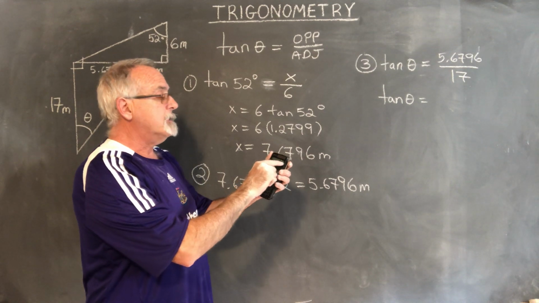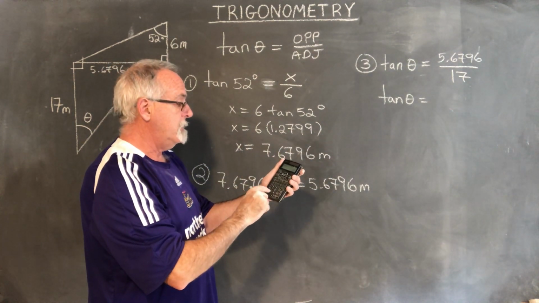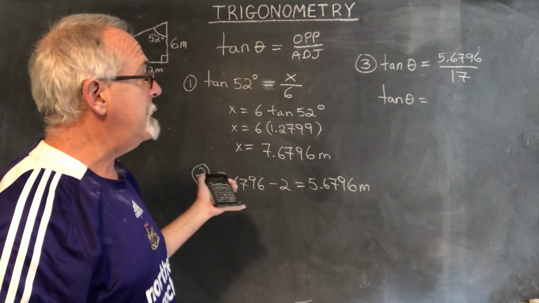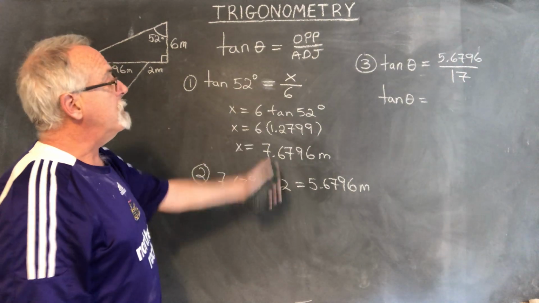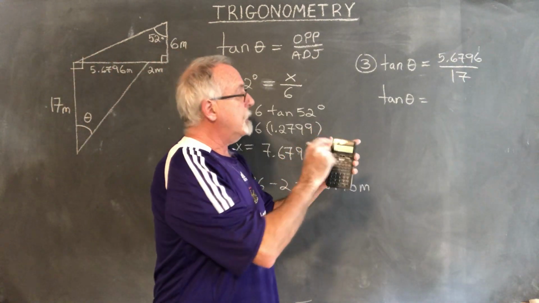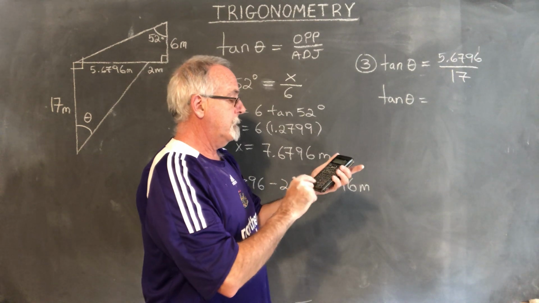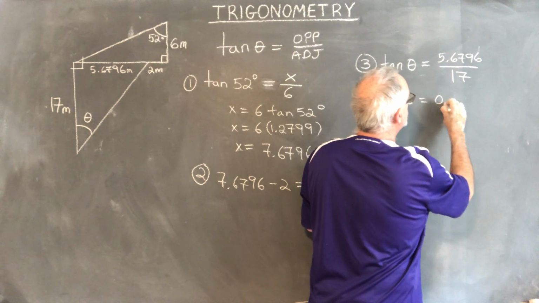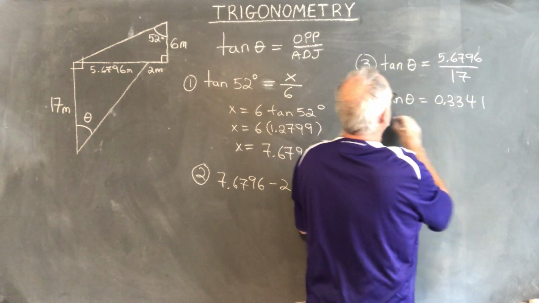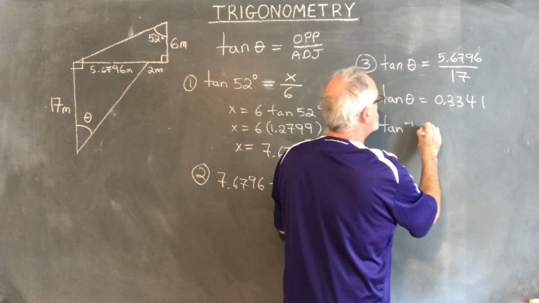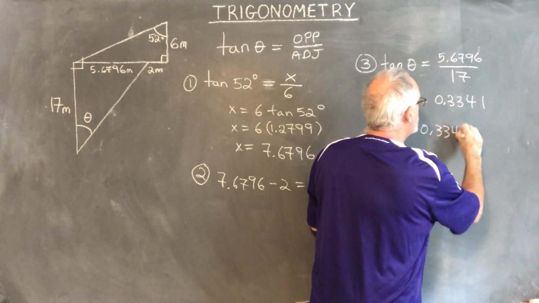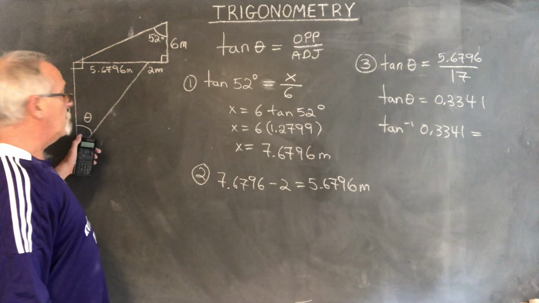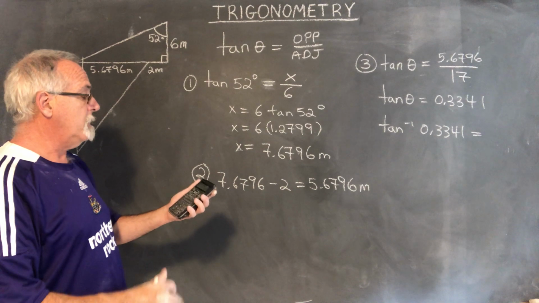Oh, the 7.67, that thing still hasn't been rounded, and I can just do minus 2 equals to reproduce this. Now I have 5.67, but it's still not rounded. I still have managed not to round anything while doing all of the steps of this problem. And I'm going to take that value and divide it by 17. 0.3341. Then the inverse tan is going to give me the angle of theta, and I'll have the answer to my question.